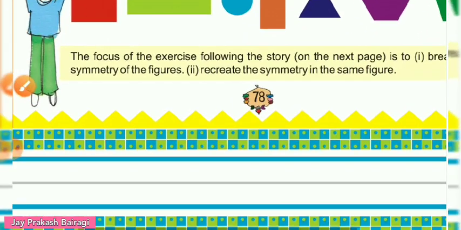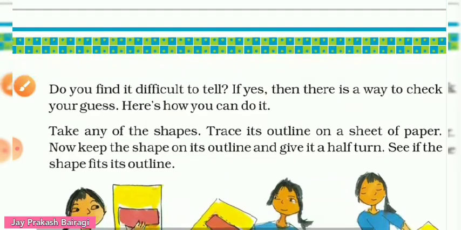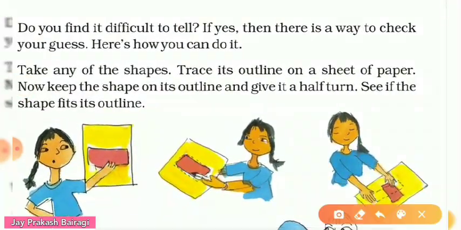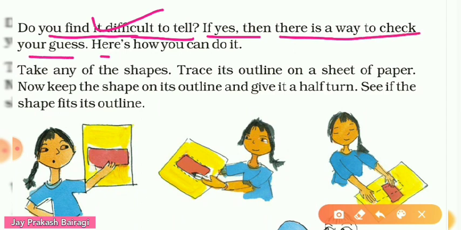Now come to the next page, page number 79. So here we have a question: do you find it difficult to tell? No, we do not find it difficult to tell. If yes, then there is a way to check your guess. Here is how you can do it. So here is an activity to find the half turn if you face difficulties in the previous question. So let's read this.